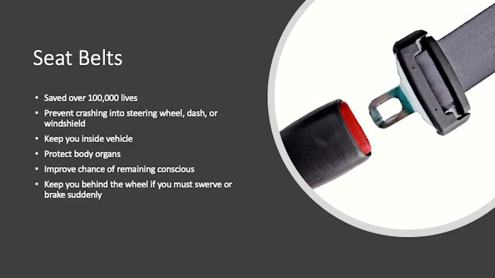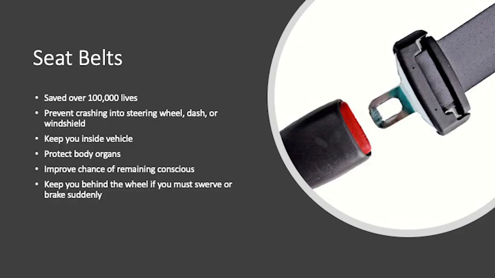Now, I want to talk about seatbelts really quick. So seatbelts are one of our forms of PPE that we have for our car or our vehicle, right? They have saved over 100,000 lives since seatbelts were mandated as being required. They really prevent you from crashing into the steering wheel, the dash, or the windshield. They keep you inside your vehicle in case of a crash. They protect your bodily organs, right? Improve your chance of remaining conscious in the event of a serious injury. And they keep you behind the wheel if you must swerve or brake suddenly.